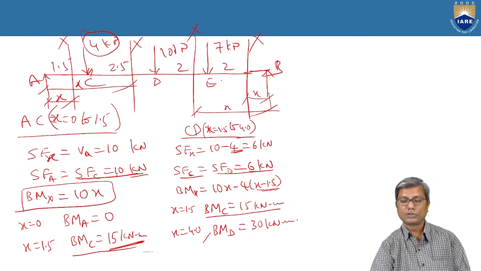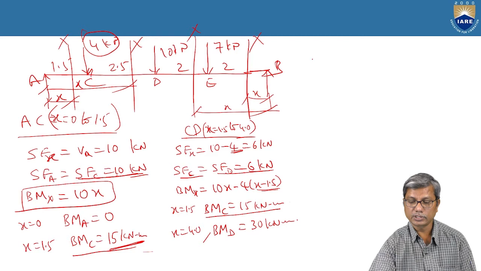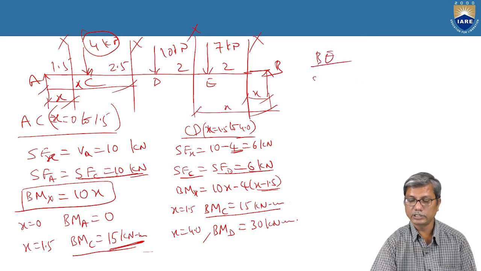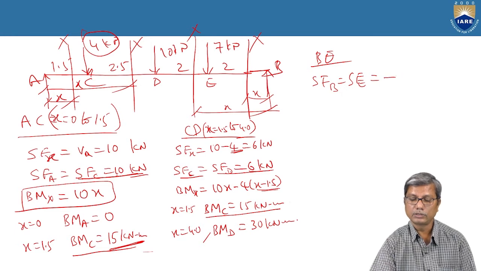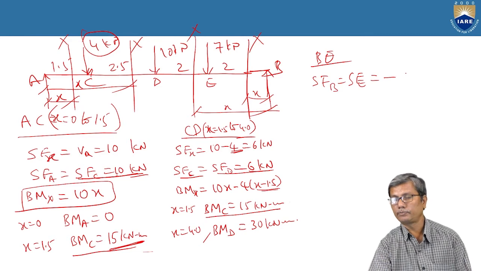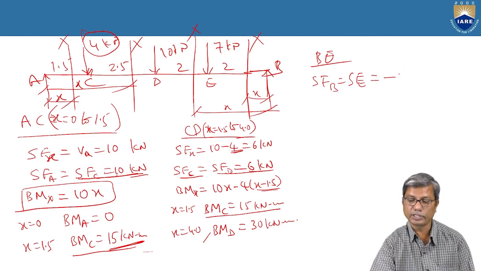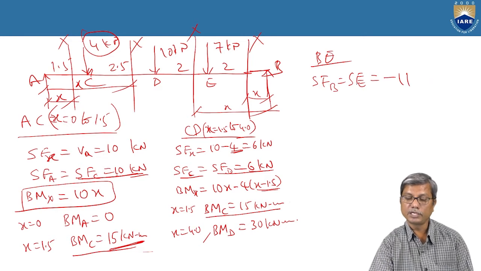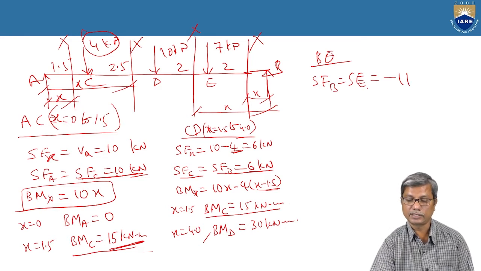Considering portion BE, we can see the shear force at B and shear force at E is equal to minus RB. Minus because it is upwards on the right side. So what is RB? 11. So shear force between B and E remains the same, minus 11.